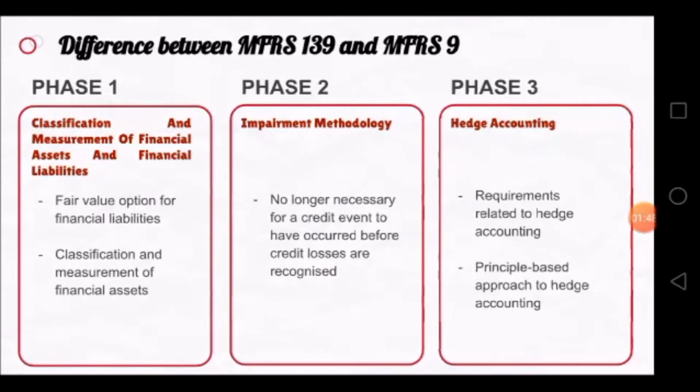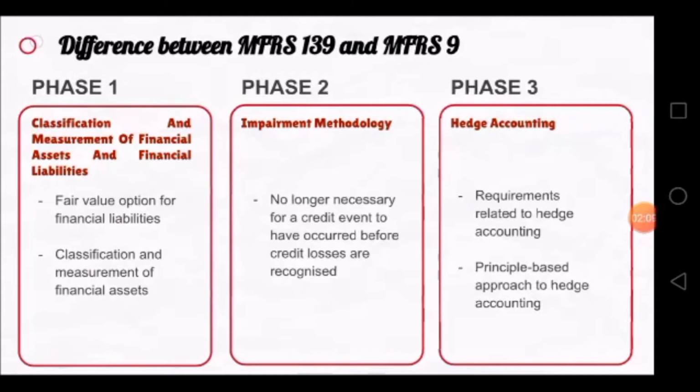For the classification and measurement of financial assets, those amendments address a narrow range of application questions and introduce a fair value through other comprehensive income measurement category for particular simple debt instrument. The introduction of that third measurement category responded to feedback from interested parties.